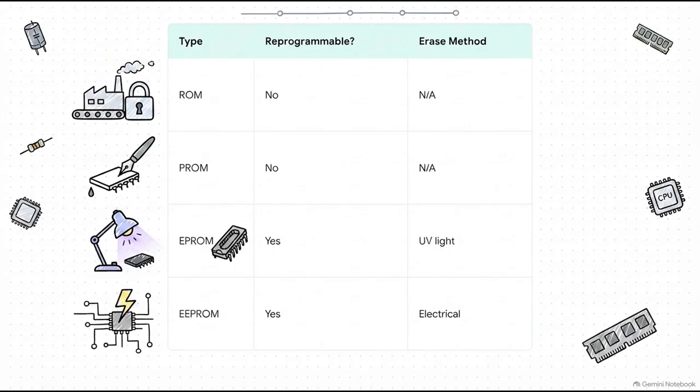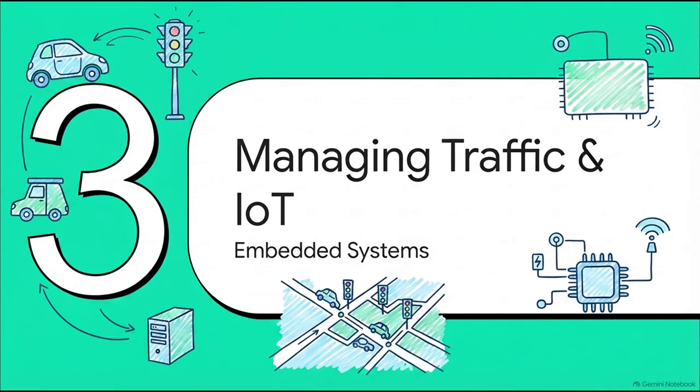Crazy, right? Finally, we arrived at EEPROM. This version can be erased using a simple electrical signal while it's still sitting right there in the circuit. It's such a beautifully elegant solution for updating permanent memory. Let's shift gears to Section 3, managing traffic and embedded systems.